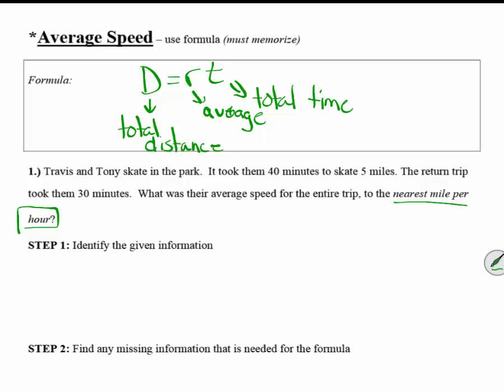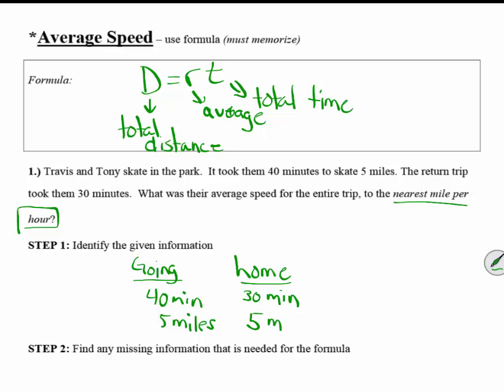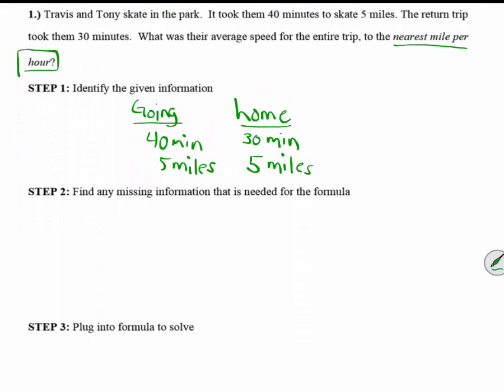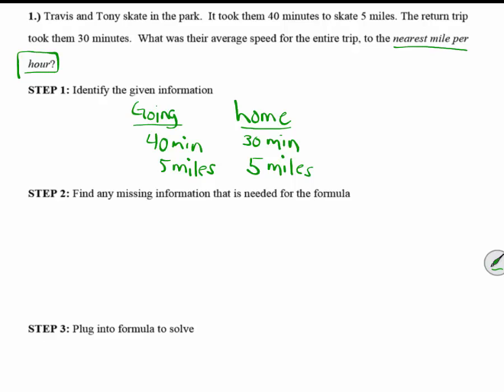So identify the information. Going there took 40 minutes and it was 5 miles. Coming back, returning, however you'd like to say that, took 30 minutes. Now, my guess is, because they didn't tell us anything else, that it's still the same 5 miles, right? So that's the information. We don't really have anything that's not needed. So plug into our formula.